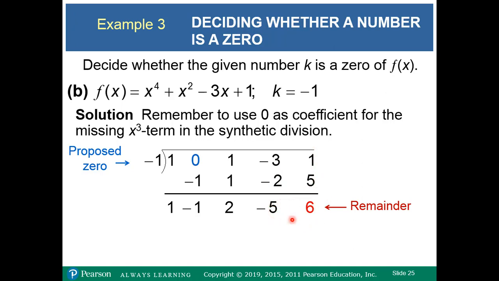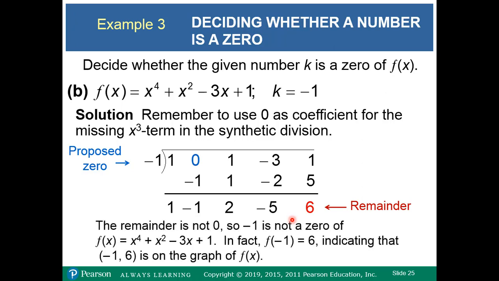Now here the remainder turns out to be 6, which is not equal to 0. So therefore, negative 1 is not a 0 of the polynomial. And (negative 1, 6) is not the x-intercept. Okay, so negative 1 is not a 0 of f of x, but it is on the graph, right?